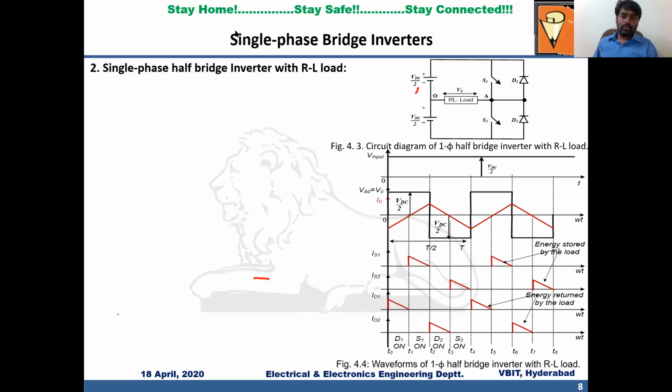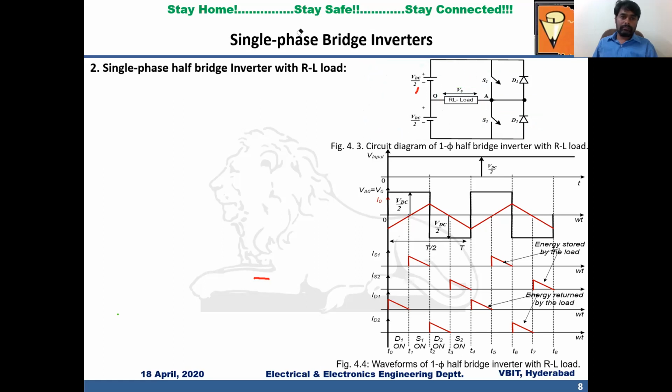Now we will replace the load with RL. We are just replacing the load with R and L, resistance and inductive load. You can see here S1 and D1 are in anti-parallel, and S2 and D2 are in anti-parallel. If you measure the voltage across the terminals X and Y, it will be VDC here, the same thing which we discussed in the last slide, right?